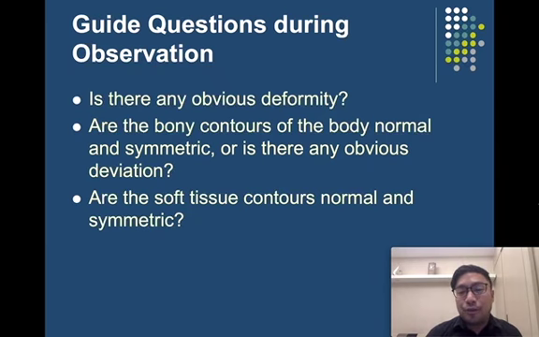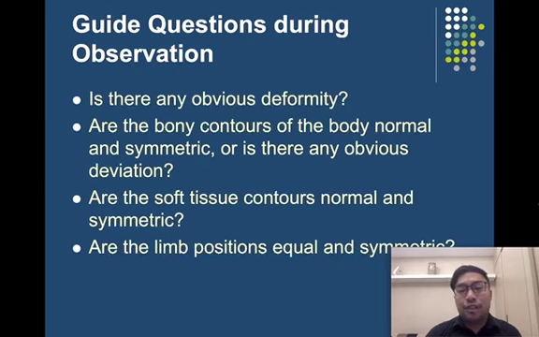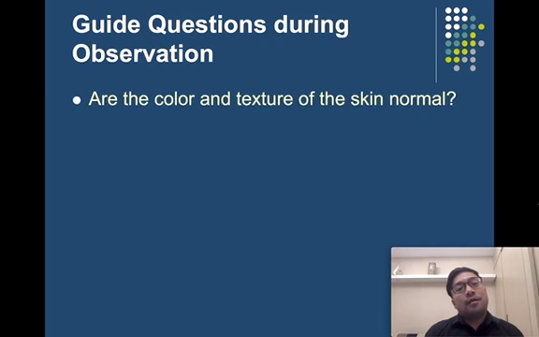Are the soft tissue contours normal and symmetric? You will also note this one during your palpation phase. Is the limb position equal or symmetric? More questions: are the color and the texture of the skin normal? As a PT, we should note the integrity of the skin, for example, the integrity of a wound. If a patient has a bruise, you need to see it ocularly on observation. What is the integrity of these structures?